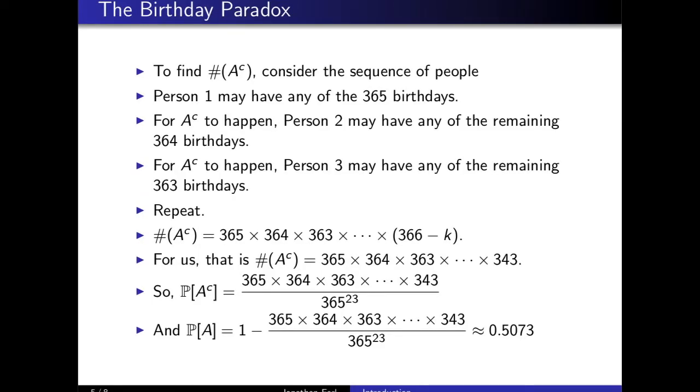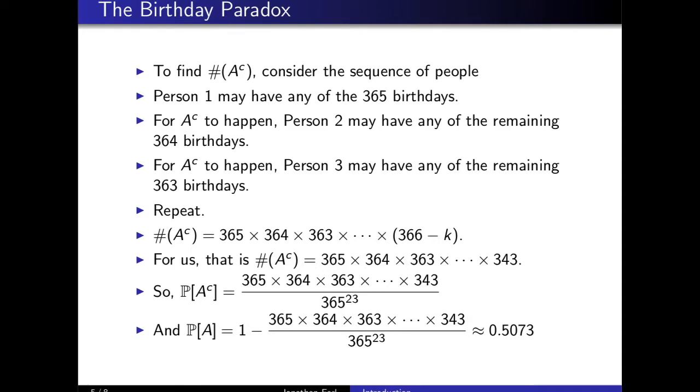Okay, so what has to happen for A complement to occur? Well, we could think about it as we're going to just look at the sequence of all the people. So we start with person 1. Person 1 could have any of 365 birthdays in the year. Totally acceptable. Now, if A complement is going to occur, so two people aren't going to share a birthday, that means person 2 cannot share a birthday with person 1, so there are 364 possible birthdays for person 2 to have in order for A complement to occur.